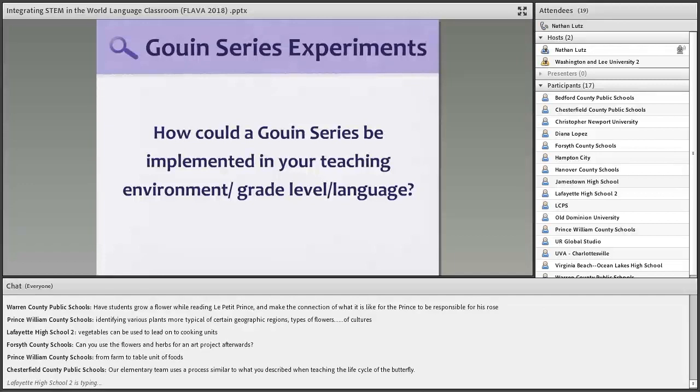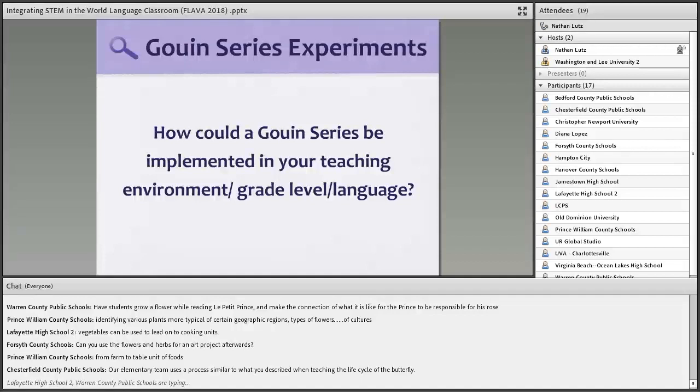Okay, it looks like somebody's answering and saying that their elementary team uses a similar process for the life cycle of the butterfly. If any of you know Diana Zuckerman from New York State, she has a really cool process for showing the life cycle of the butterfly. It's a song, but there are also gestures associated with it.